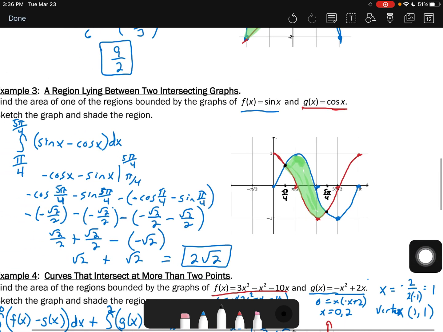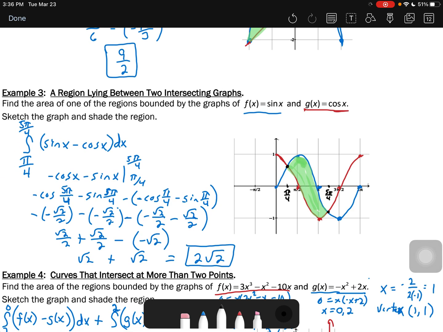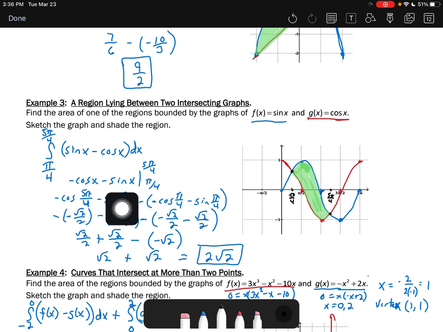Okay, so that tells us our bounds. So when we set this one up, we're enclosed from pi/4 to 5 pi/4, and we're going to subtract sine of x minus cosine of x.